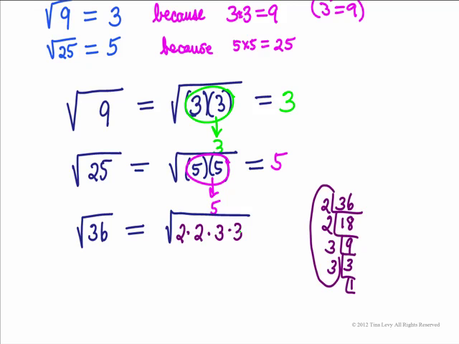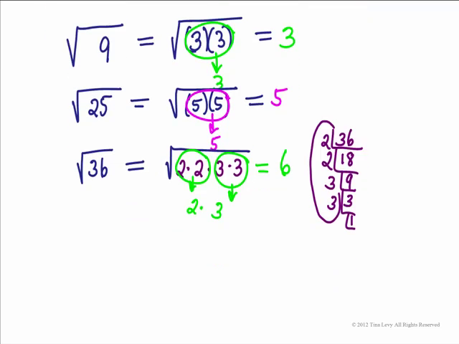So now my idea of jail, for every pair, out comes 1. So out of this pair of 2s, out comes a 2. Out of these two 3s, out comes a 3. So sure enough, square root of 36 is a 2 and a 3. 2 times 3 is 6. So it takes a pair to break out of the square root. Think of it as square root jail. For every pair, it takes a pair to break out and you get 1.